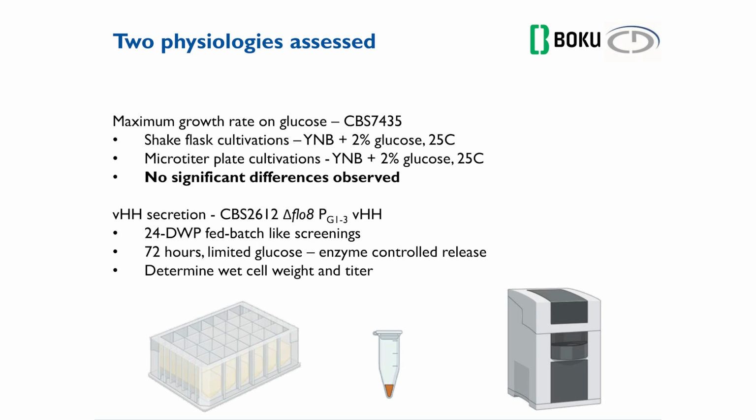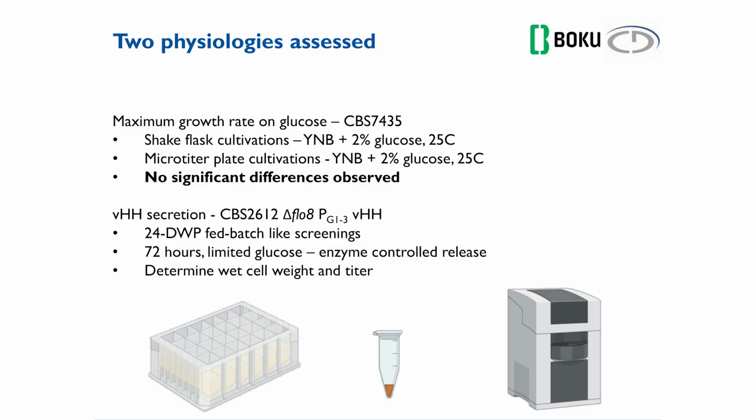When we look at the maximum growth rates on glucose, we didn't see any significant differences, but then I also wanted to look at protein production. So I used a 24 deep well plate fed batch-like screening assay, using enzyme-controlled glucose release, and at the end of 72 hours, measured the wet cell weight and titer via capillary electrophoresis.